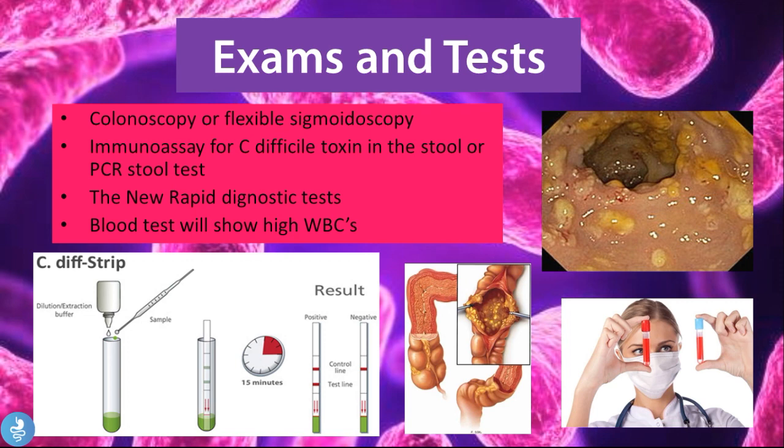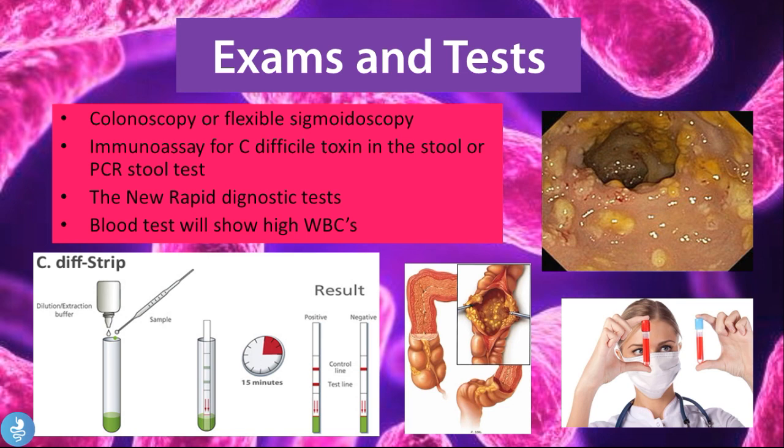So what are some tests and exams that we can use to diagnose a patient with pseudomembranous colitis? A colonoscopy or flexible sigmoidoscopy can be done, and this is actually the aspect that is seen on the colonoscope. We can also do an immunoassay for the C. diff toxin in the stool, or a PCR stool test, so a polymerase chain reaction stool test.